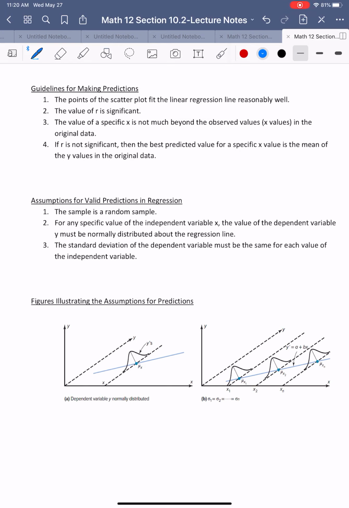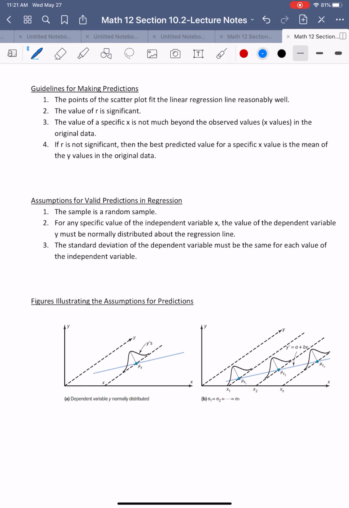And for any specific value of the independent variable x, the value of the dependent variable y must be normally distributed about the regression line. The standard deviation of the dependent variable must be the same for each value of the independent variable. So the figure illustrates the assumption of the prediction.